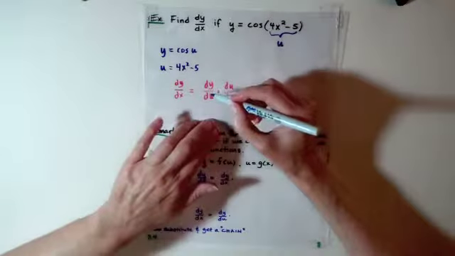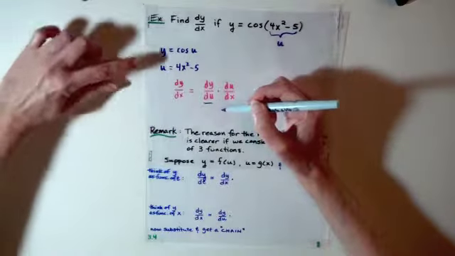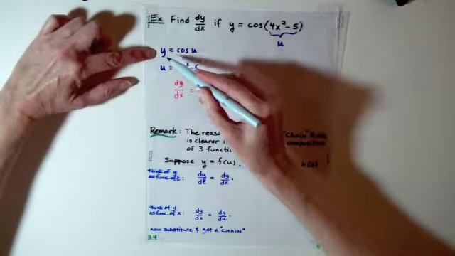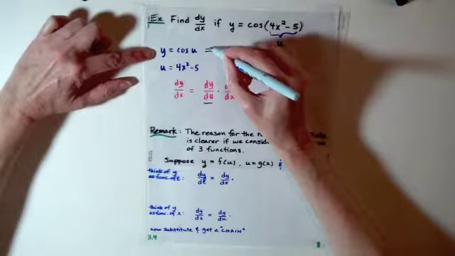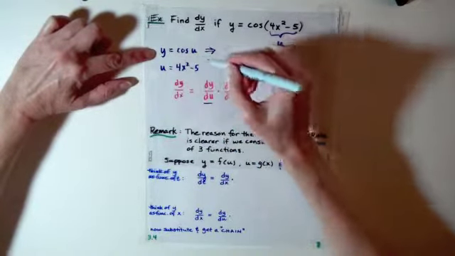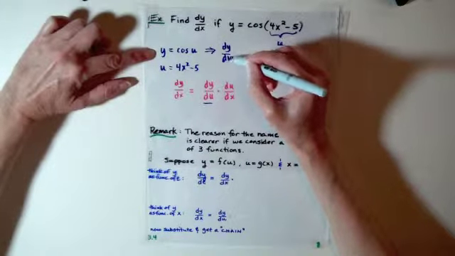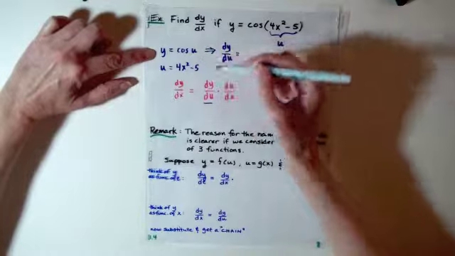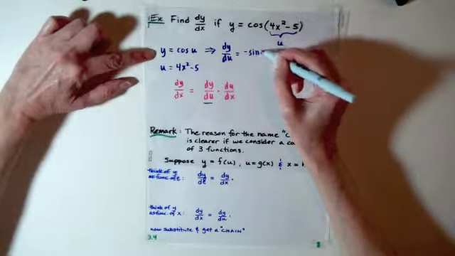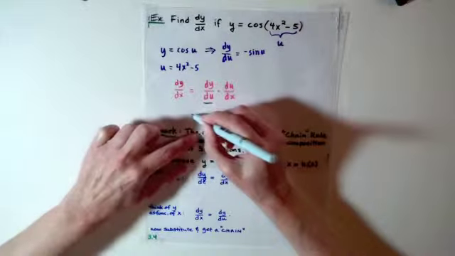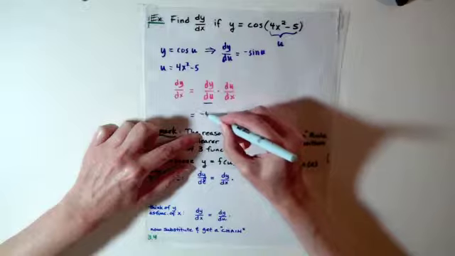Okay, well, that means I need each of these factors. The first factor I need is dy du. So I go up to here where I've expressed y as a function of u, and I simply find its derivative. So if y is equal to cosine of u, then dy du is just the derivative of cosine u with respect to u. That would just be minus sine u. So this first factor on the right-hand side of the chain rule becomes minus sine u.